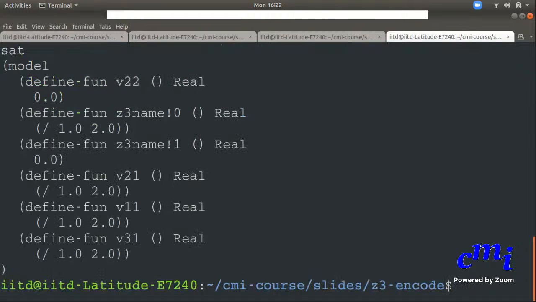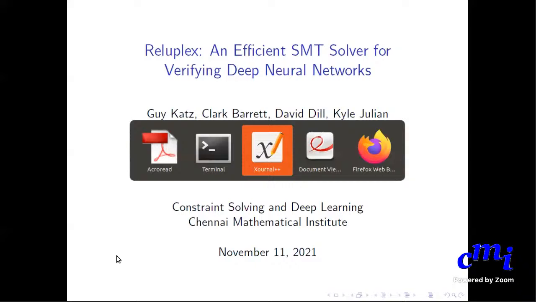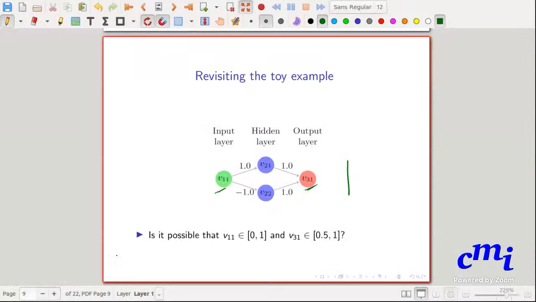Okay, and it turns out that it's possible to have the input between 0 and 1 such that the output is between half and 1. And what is such an input? This input is 1 by 2. So if you have half as the input, you will get half as the output, and therefore it satisfies your constraint that it's possible to have this as half such that this is also half.